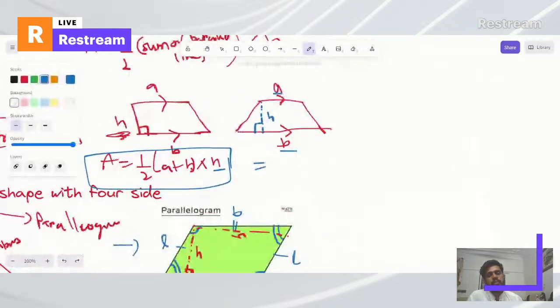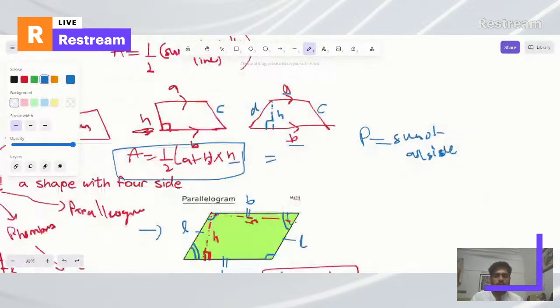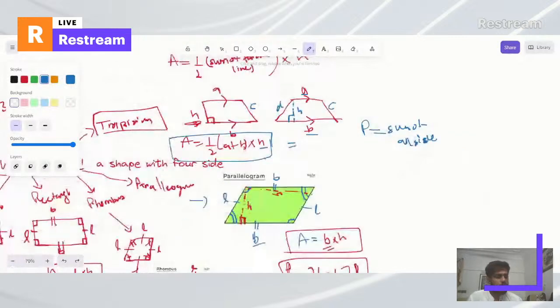Now what about the perimeter of a trapezium? So the perimeter is going to be the sum of all sides. So let's take this slant side as c, right? So we need to add all the sides together in order to find the sum of all sides, right? So this is going to be the perimeter of the trapezium, right? So now, as we've completed this.